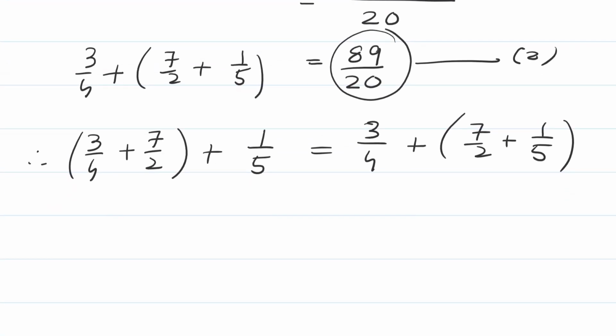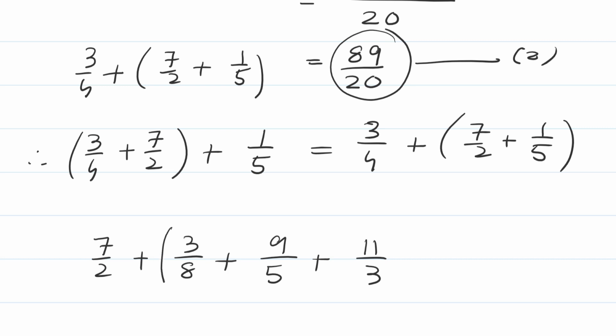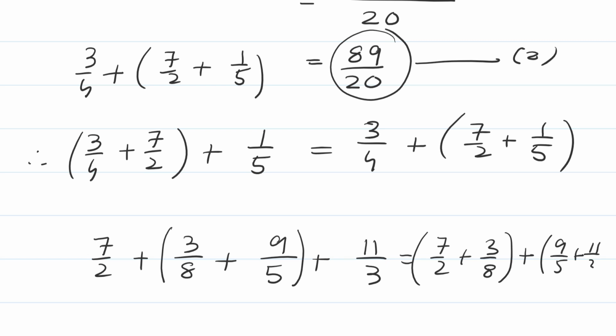Now we can use this property for any number of rational numbers. Consider 7 by 2 plus 3 by 8 plus 9 by 5 plus 11 by 3 and combine in any form. So put brackets anywhere, it is the same as 7 by 2 plus 3 by 8 plus 9 by 5 plus 11 by 3. Order is not important.